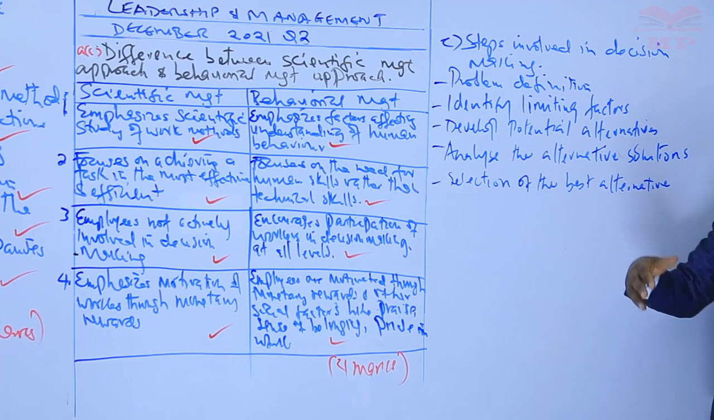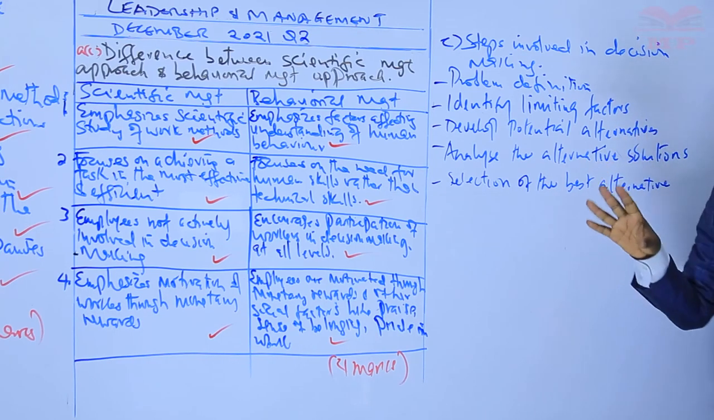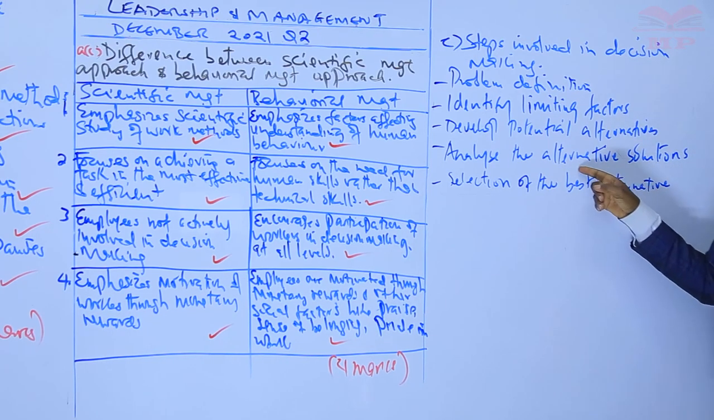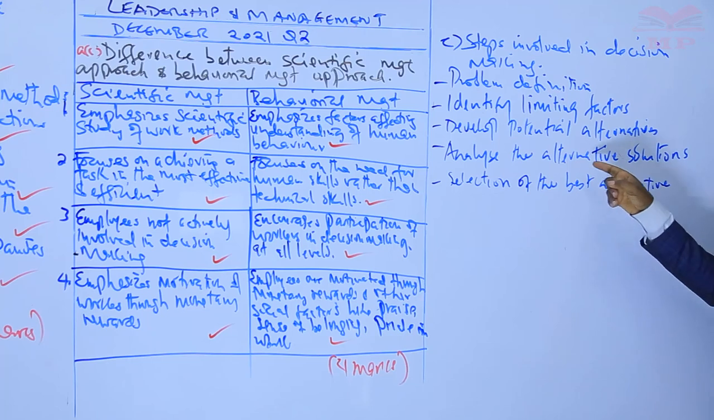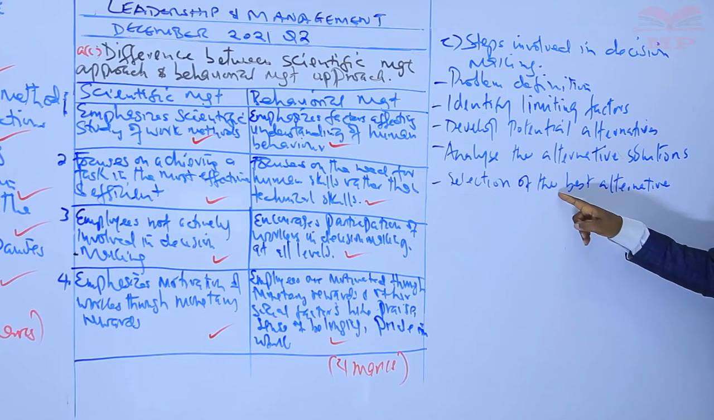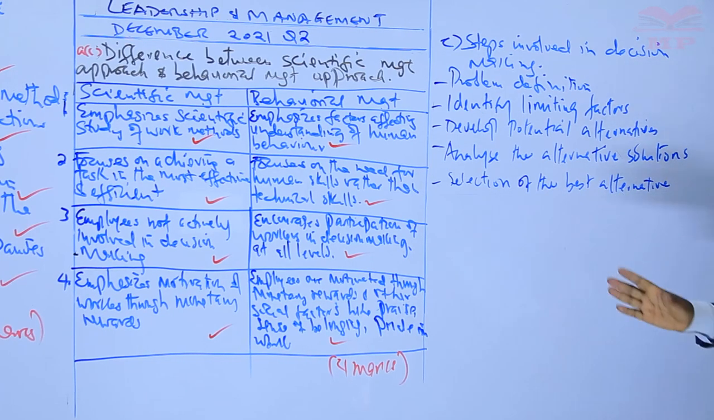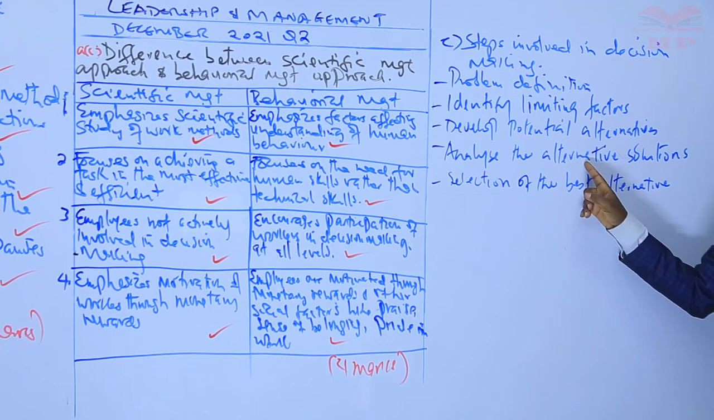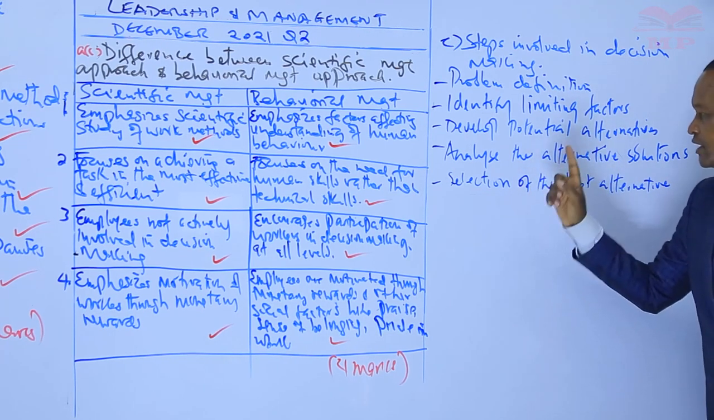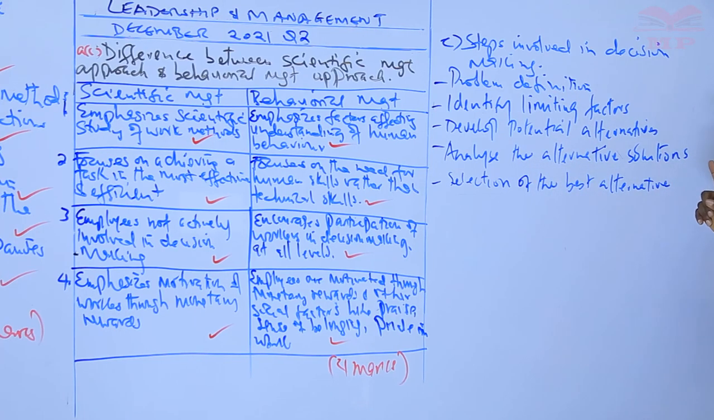And sometimes the selection process can be fairly straightforward based on the analysis done in the previous stage. And at times you may find that a solution to a problem, or the best alternative, could be a combination of several alternatives. Nonetheless, the manager must select one best alternative.